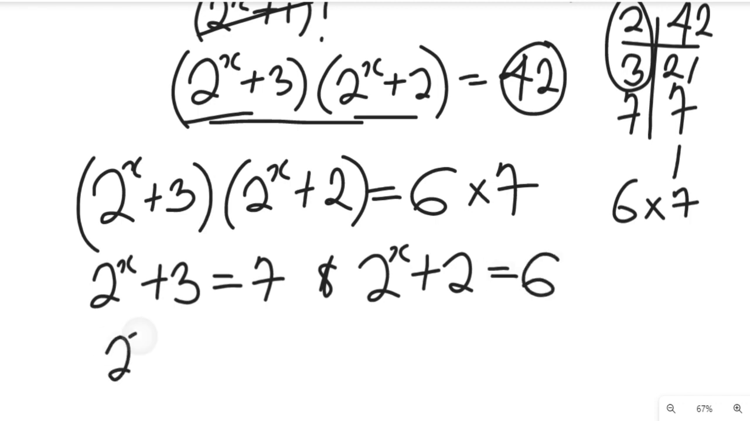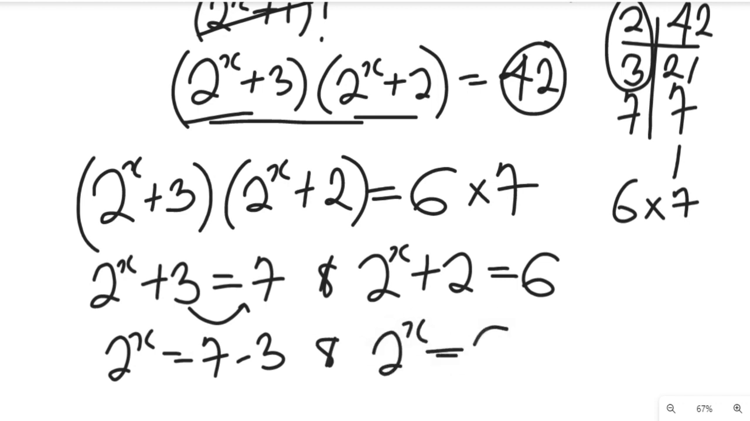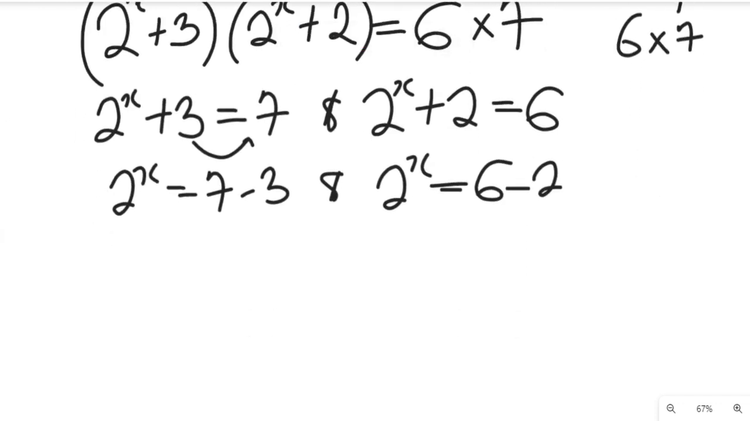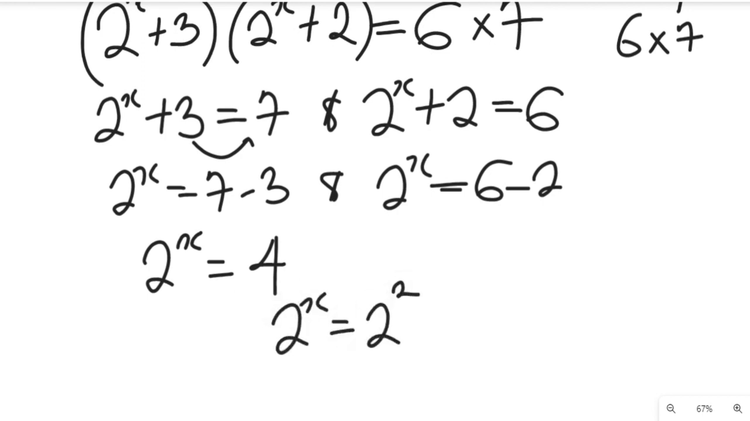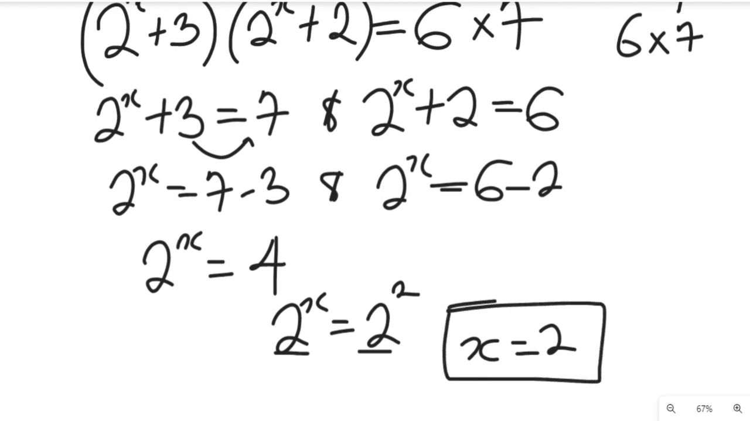Now, this will give us 2 to the power of x equal to, if this comes over here, 7 minus 3, and this will be equal to 2 to the power of x. That will go over there, 6 minus 2. And if you look at those two equations very well, you find out that our 2 to the power of x will be equal to 4. So this will give us 2 to the power of x equal to 2 to the power of 2. Since they have the same base, our x will be equal to 2. So x equal to 2 is a value that satisfies that equation.